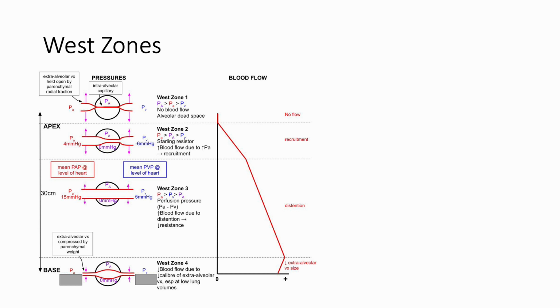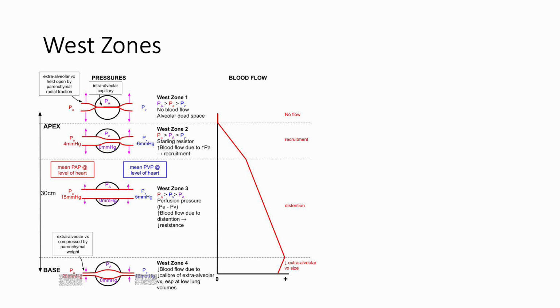Now, this answer is probably not going to score particularly well because the mechanism given is incorrect, and secondly, the West zones are a little bit incidental to answering the question. They're more of a consequence of perfusion increasing from the apex to the base rather than causing the increase in perfusion. So where is the flaw in the logic?